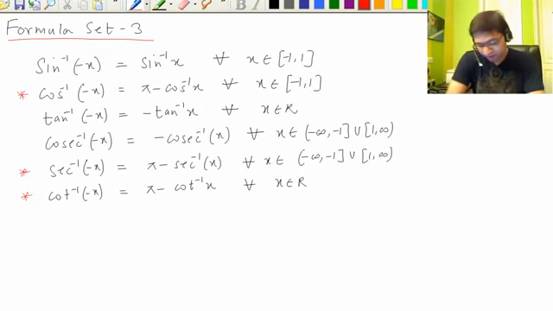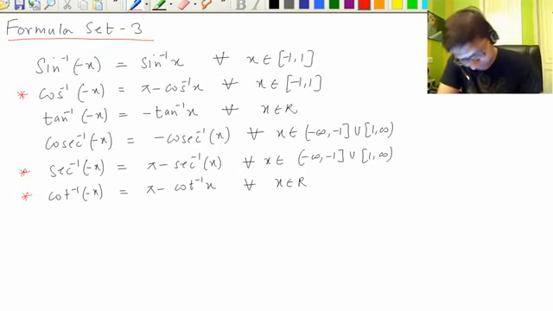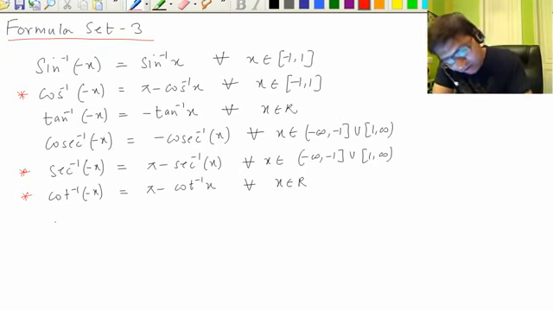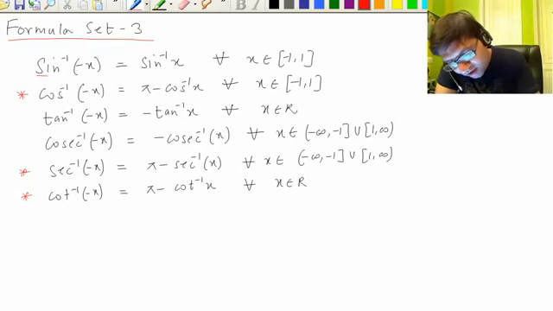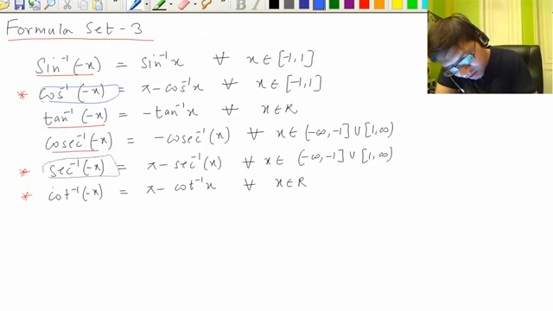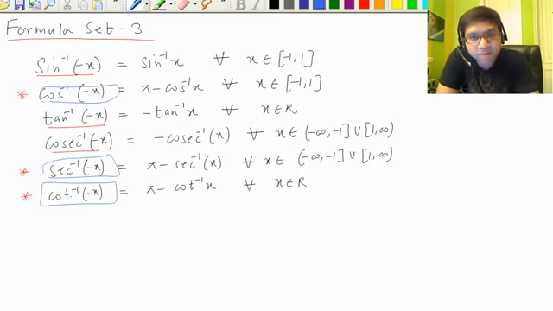So I'm back. Let's start with formula set 3. In formula set 3, we already discussed a few of them. I just now mentioned the categories. We have two categories: sine inverse, tan inverse, and cosec inverse in one category, and I've starred these. Cosec inverse, sec inverse, and cot inverse are in another category, the second category, right?